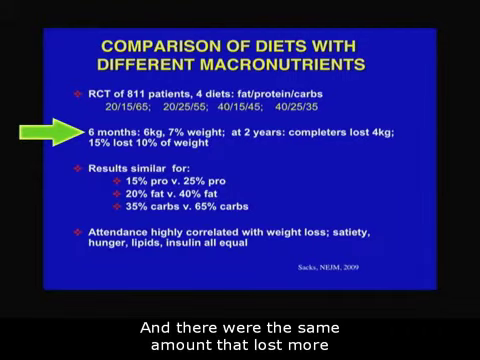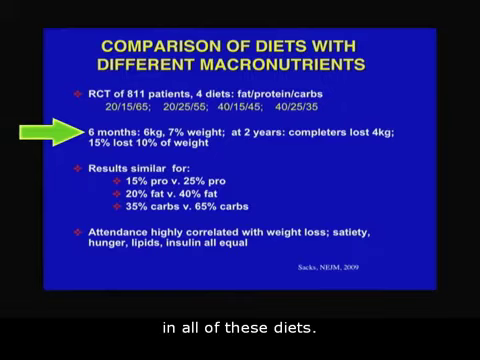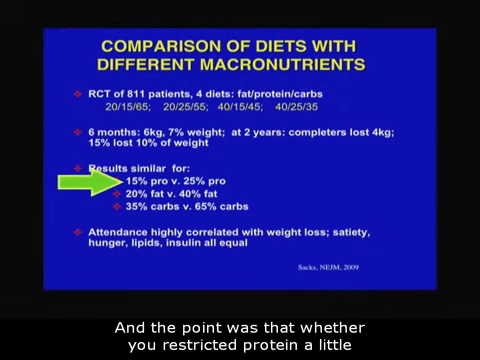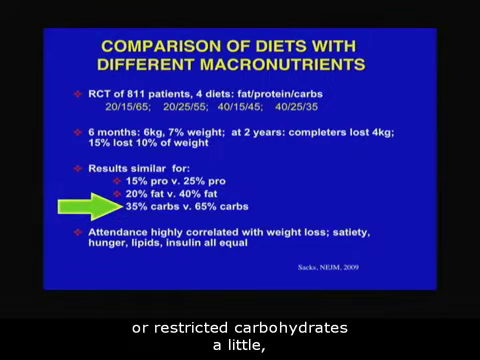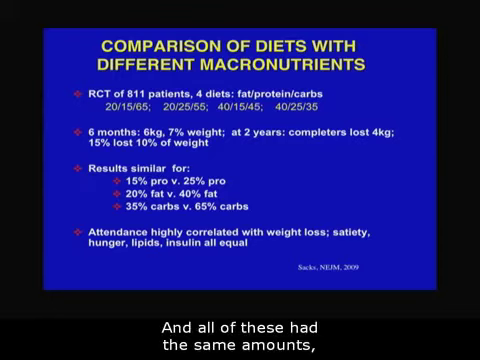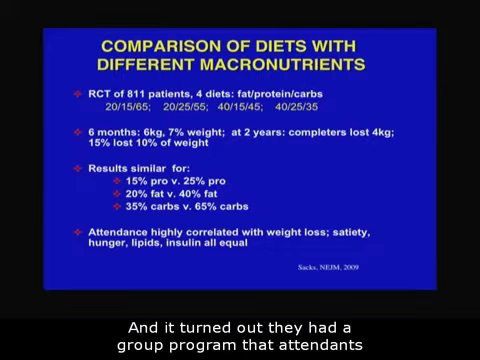And there were the same number that lost more in all these diets. The point was that whether you restricted protein a little, restricted fat a little, or restricted carbohydrates a little, it didn't really matter. All of these had the same distribution of responses. And it turned out that they had a group program, and attendance at the group, or what we would call medically, adherence to the diet, was what predicted success.